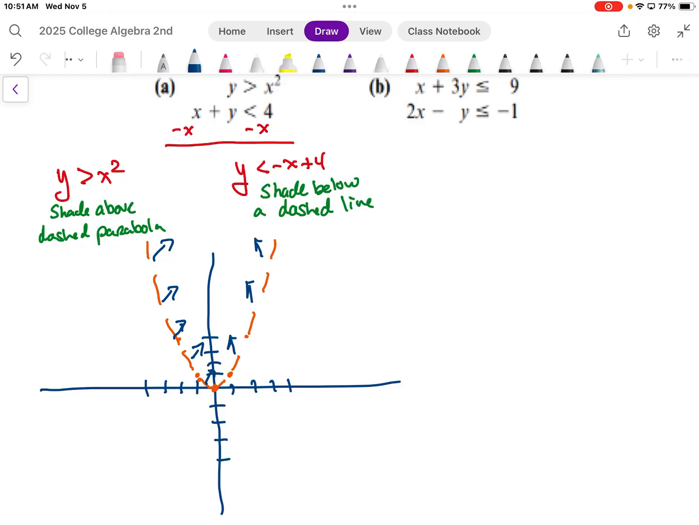So now I'm going to go ahead and do the other one. The other one says I have a y-intercept of (0, 4) and a slope of negative 1. So I start at 4, go down 1 over 1, so that means eventually I'll cross at (4, 0), and then I'm going to draw my dashed line through that one. And then they want me to do everything below that line.